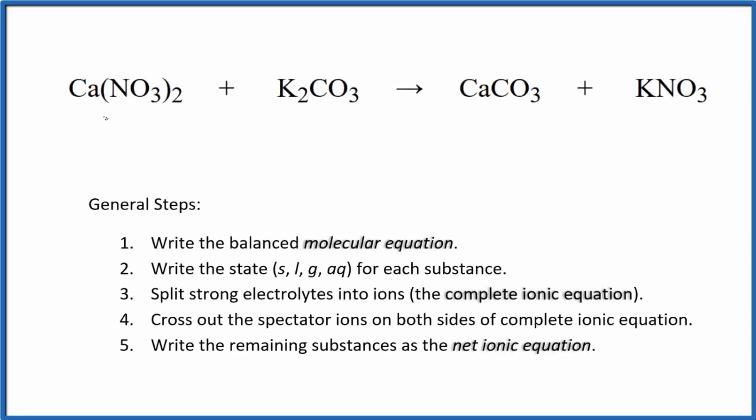To write the balanced net ionic equation for calcium nitrate plus potassium carbonate, first we need to balance the molecular equation. This is the molecular equation. So if we put a 2 in front of the KNO3, the potassium nitrate, that balances the molecular equation. Next, we need to write the state for each substance.